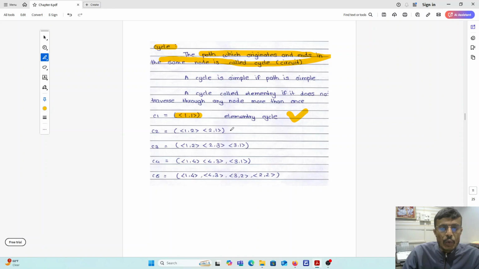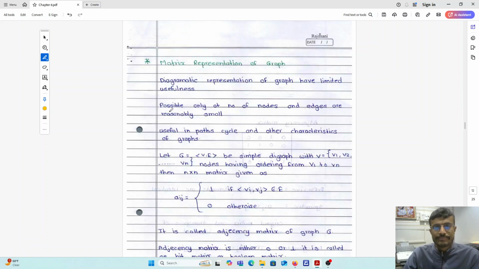Then next one, 1 to 2 to 1, it has path length 2. Again it is a cycle. This one has path length 3, and this has path length 4. So C2, C3, C4 and C5, these are the cycles, and C1 is the elementary cycle. Fine, because as the name elementary suggests, it has only one edge, that is 1 1.